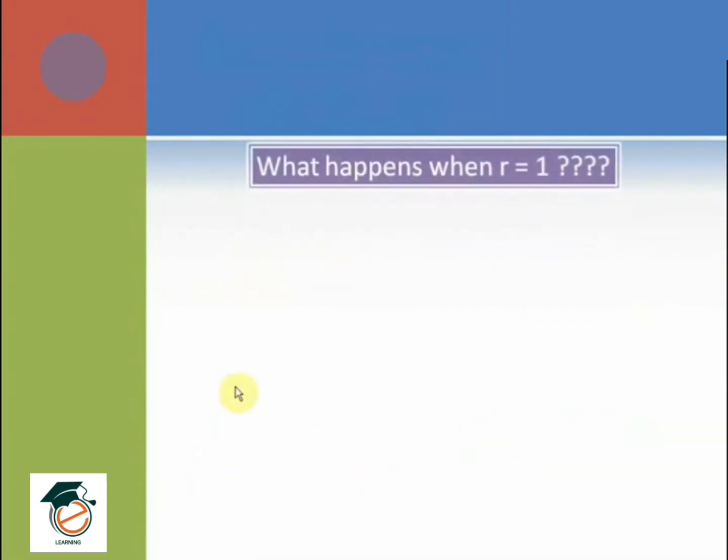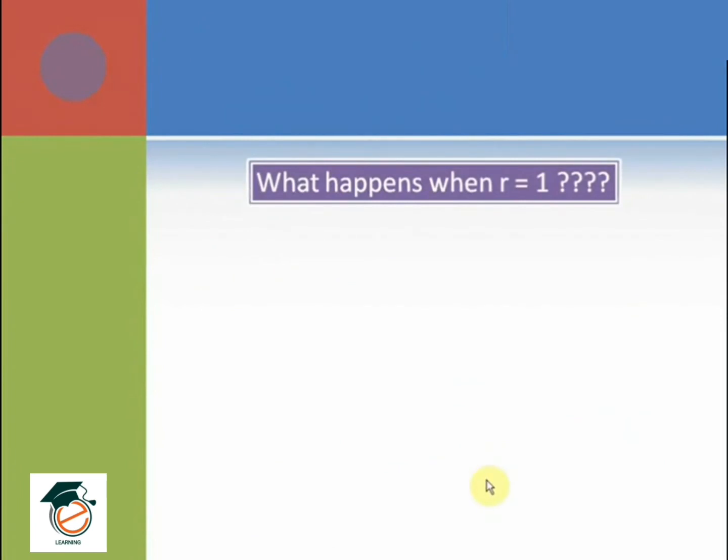Now what happens when r is equal to 1? We've seen in the formula that the denominator contains 1 minus r. So if we substitute r equal to 1 over there, then we get Sn as an indefinite quantity. So what happens when r equals 1?